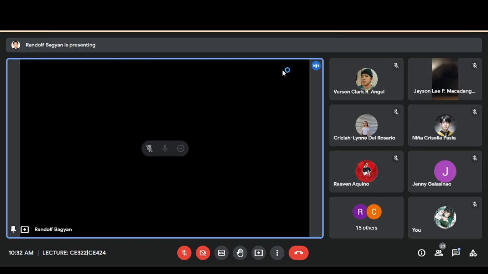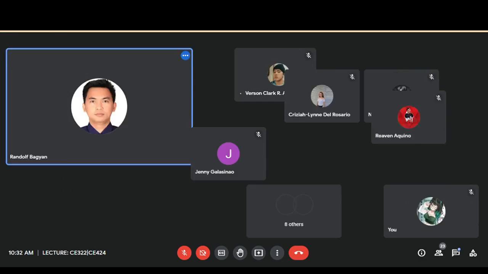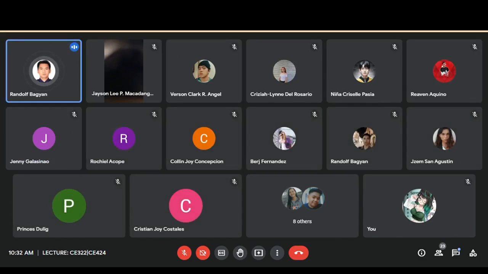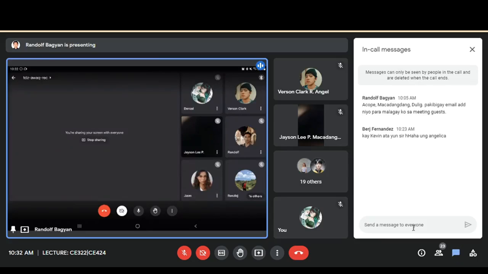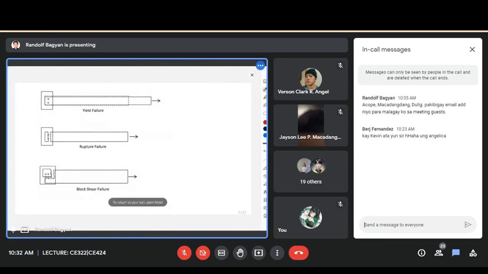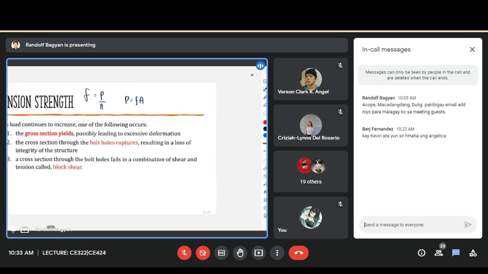Okay, ito yung figure. Yung pinakataas, figure 1. Okay, so makadangdang, pwede mong i-off muna yung mic mo. Ay, yung tawag nito. Cam mo, naka-open. Okay, so that's number 1. That's yield failure, or yielding of the cross-section.